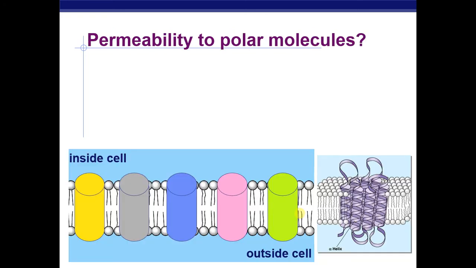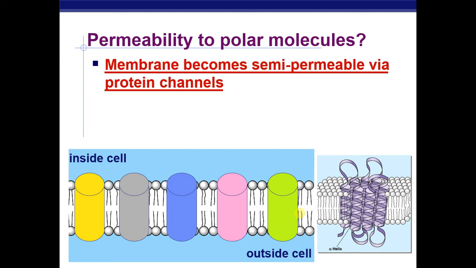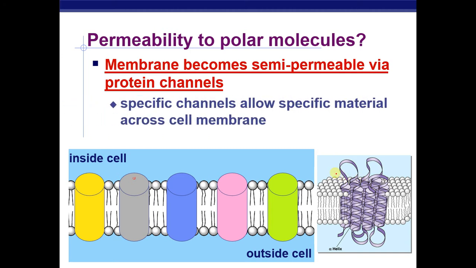But how do we get some of the polar molecules in and out of the cell? Like sugar, we need to get into the cell to be used for energy. The membrane becomes semi-permeable through protein channels. So here are protein channels that are embedded in the plasma membrane. And here's kind of like a more accurate drawing of it. And they allow specific material to cross the cell membrane under specific circumstances. So they're kind of like a doorway or a portal for those things to cross when they're able to.